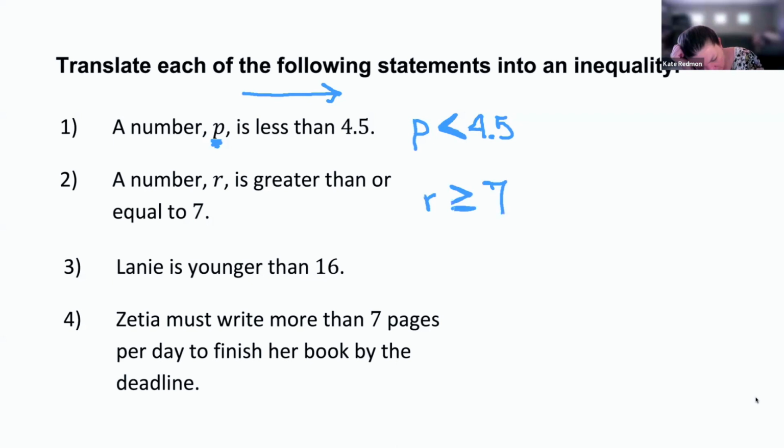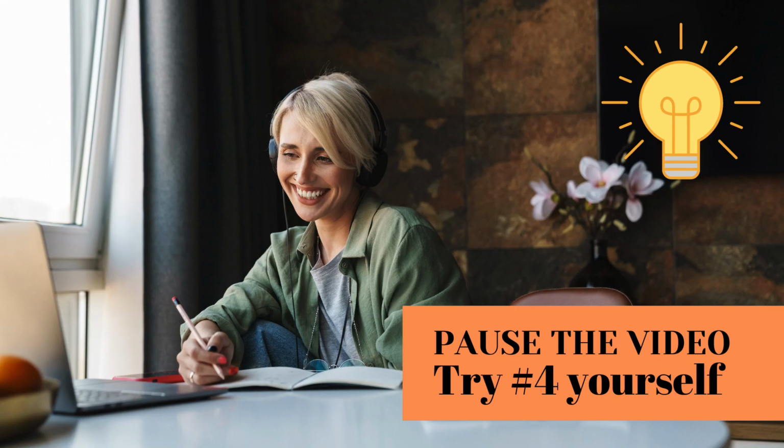Number 3, Lainey is younger than 16. No, I didn't say lesser. No, I didn't say greater. However, I can say, Lainey, let's call her L, shall we? And if I want to say she's younger than 16, that means her age is less than 16. I tried 3, you try 4. Come back and check your work with me and then move on to 5.